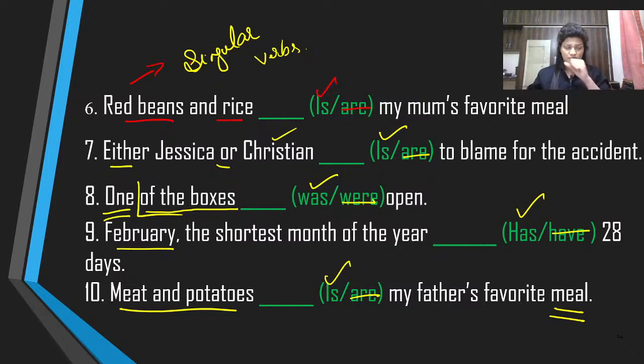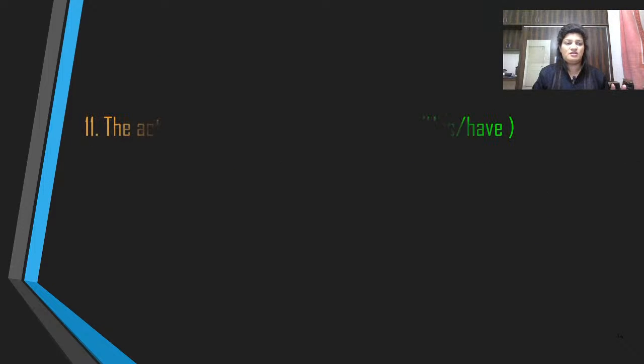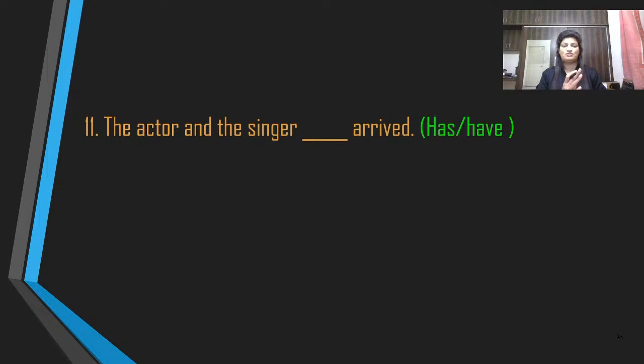All right. Just like the rule for question 6, it's the same rule. These two are the same type of questions. Moving on to the 11th question. Here you have the actor and the singer dash arrived. Neha, hello Neha. Join in soon. We've got a quiz going on.